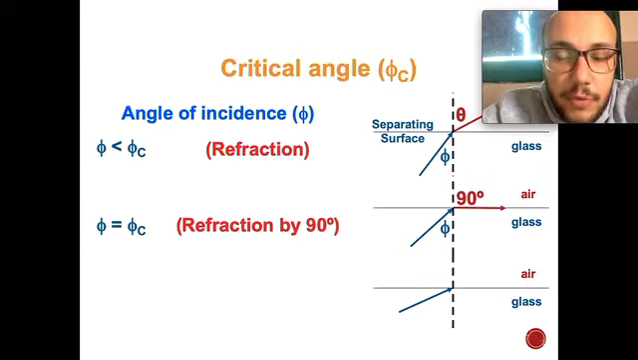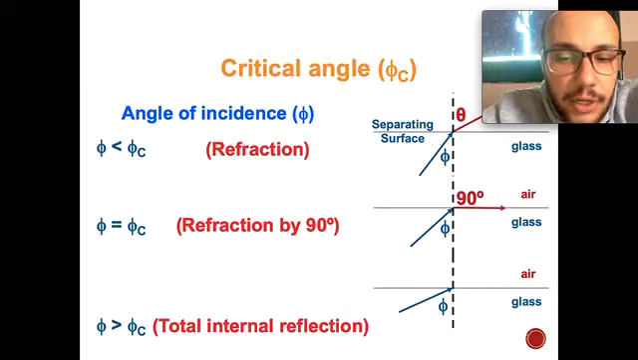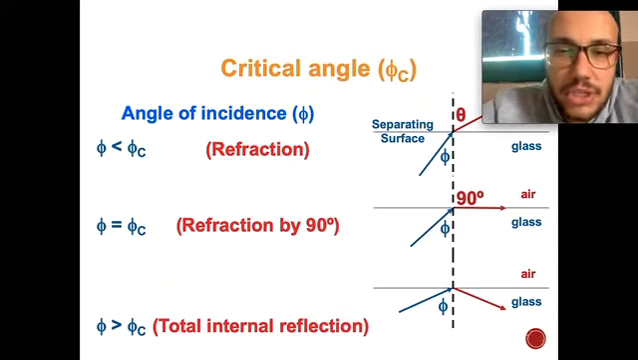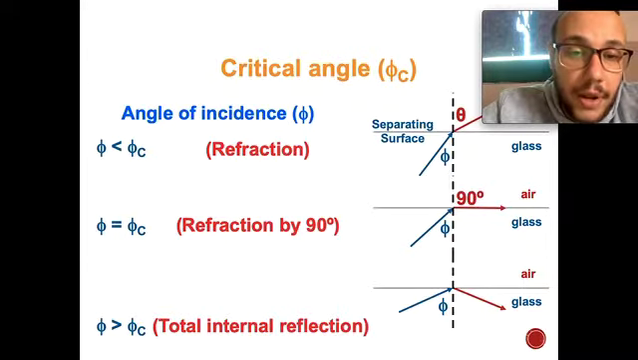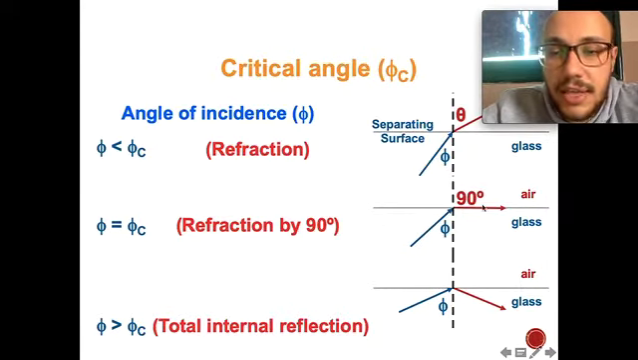But if light comes with an angle phi greater than the critical angle, no refraction takes place, while total internal reflection takes place like this. The critical angle is a fixed value defined for every medium. Every medium has its own critical angle. If the light falls at an angle less than this angle, refraction will take place. If light falls at an angle greater than that angle, total internal reflection will take place and no refraction happens. Only when the light falls at the critical angle does the refraction take place at 90 degrees, as shown.